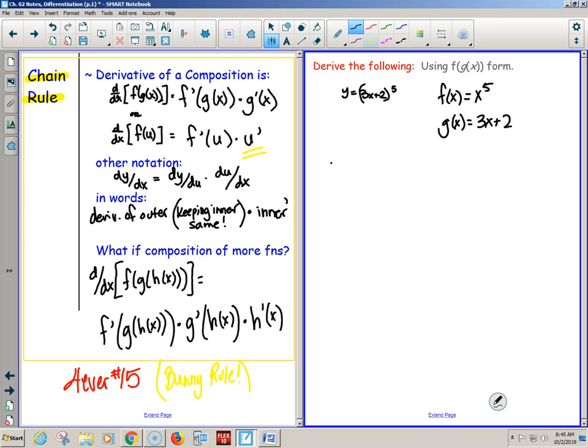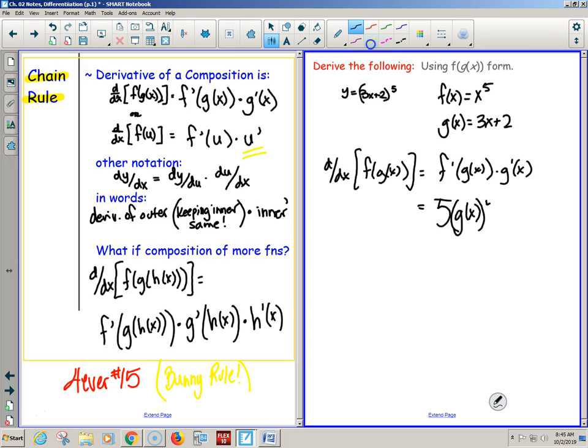And so they would say that the derivative of your f of g of x would equal your f prime of g of x times g prime of x, which would be 5 times who to the fourth? Well, g of x to the fourth times g prime is 3. And then you would have to go find who is my g of x. And you would get the same answer that we got in all the other versions.